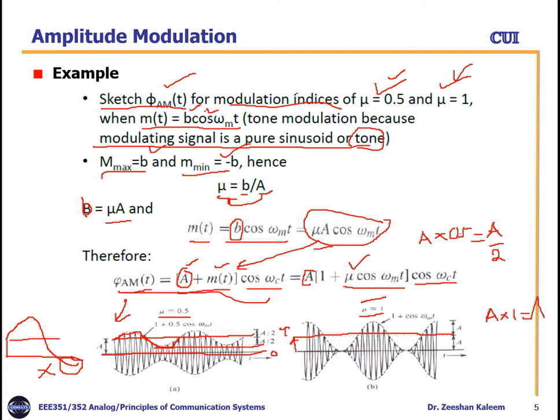So here from A we have 0.5 upward, 0.5 downward. But here A is here, so in this direction this value would also be A, right? And A in this direction, it will touch the zero axis, so minus A in this direction. So you can see that for mu equals to 1, it is also touching the zero axis but not crossing that axis, so this modulation is possible as well. So this was the discussion in this example of how the mu affects the modulation of the signal.